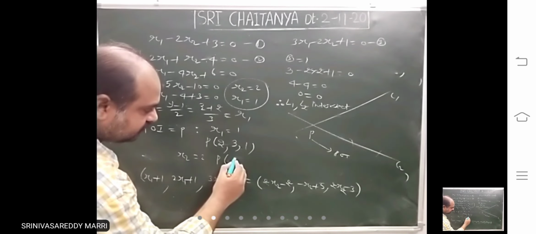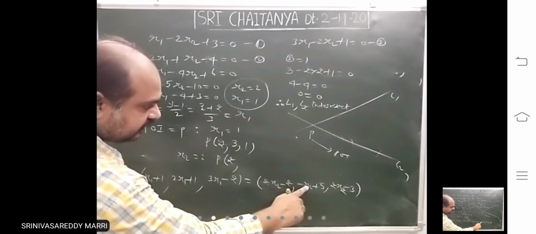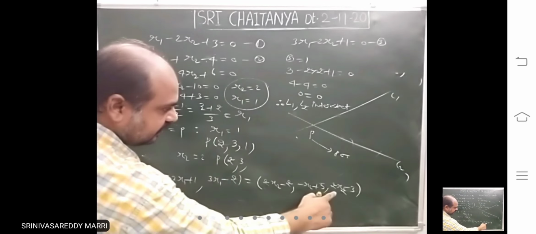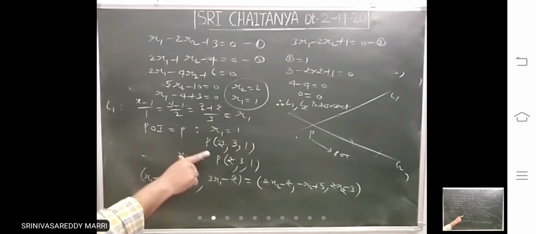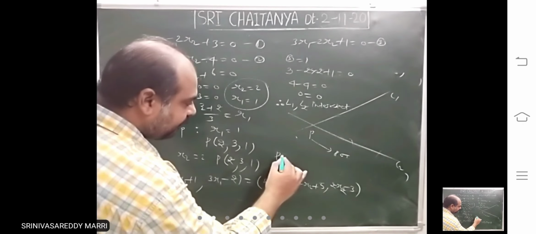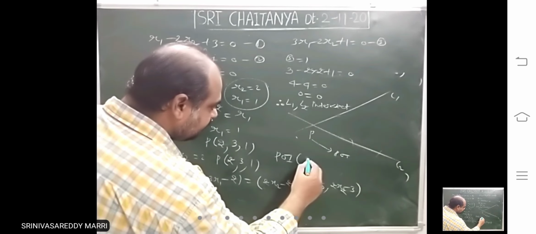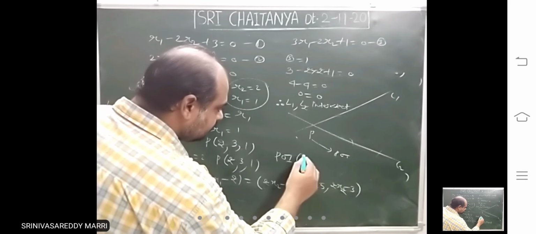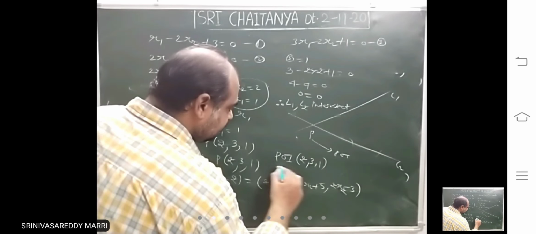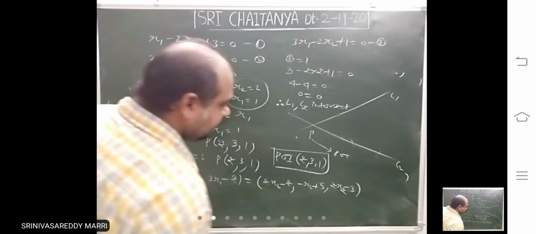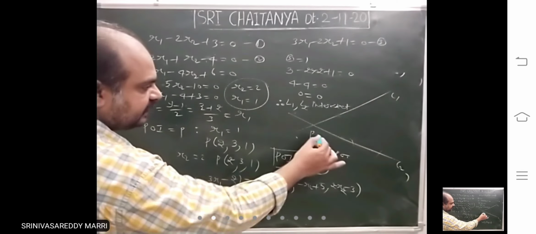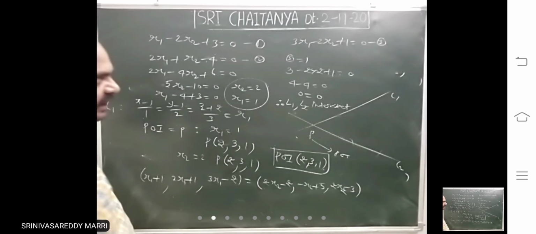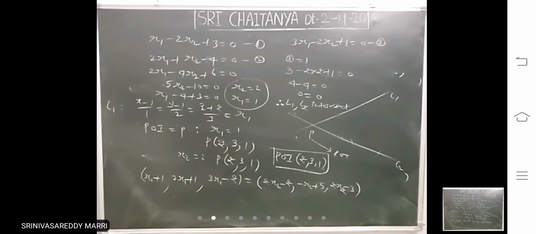Look, you will get the same point or not? 4 minus 2, 2, comma, 3, comma, 1. That means you got the same point. Therefore, point of intersection is nothing but 2, comma, 3, comma, 1. This is the point of intersection. That means these two lines intersect at the point 2, 3, 1.